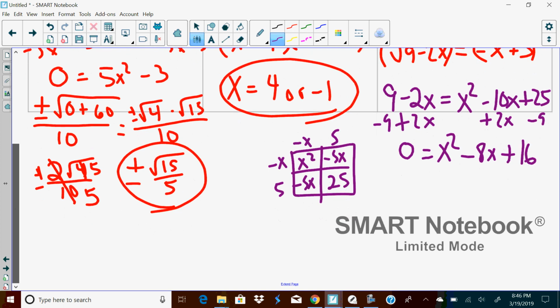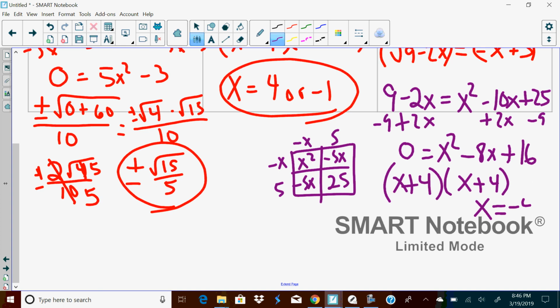So I factored it. I got x plus 4 times x plus 4. So x must equal negative 4. Oh, no, I got x minus 4. It should be minus 4s. So x actually equals positive 4.